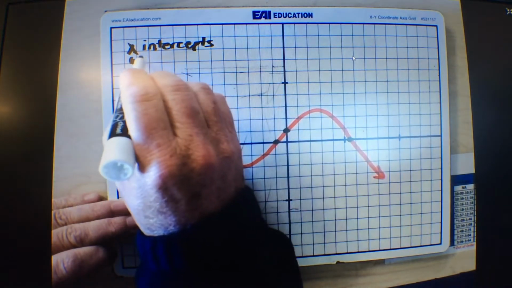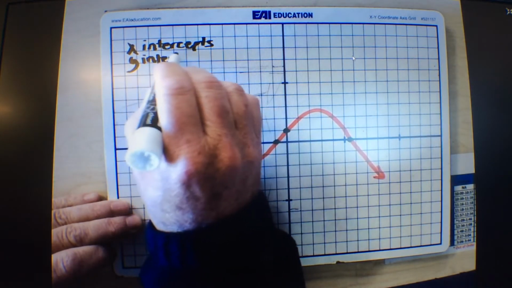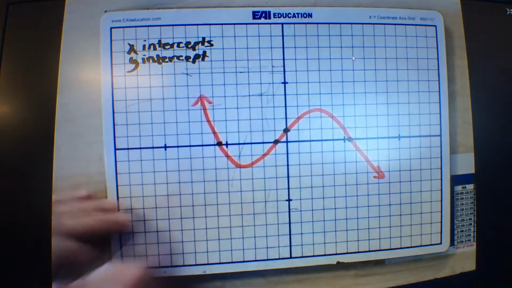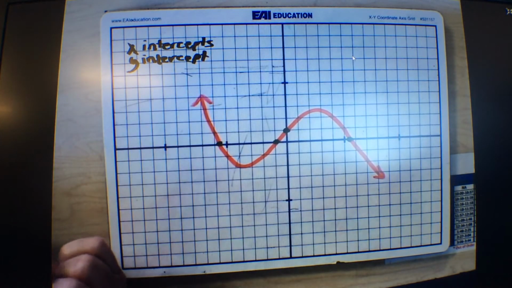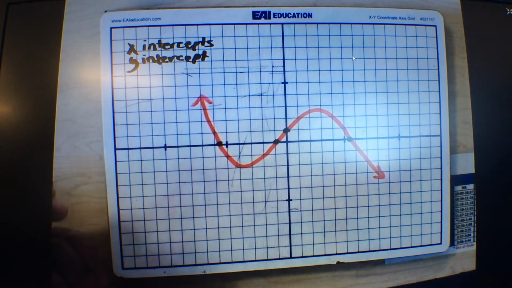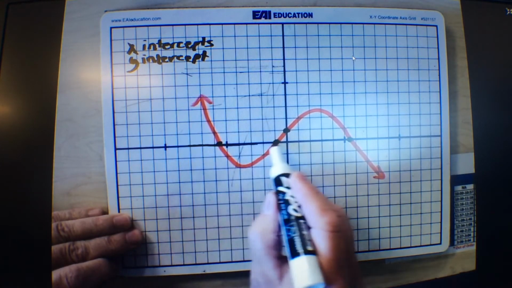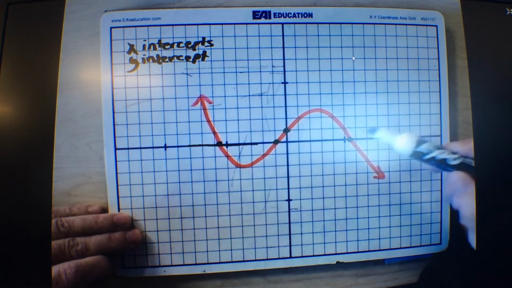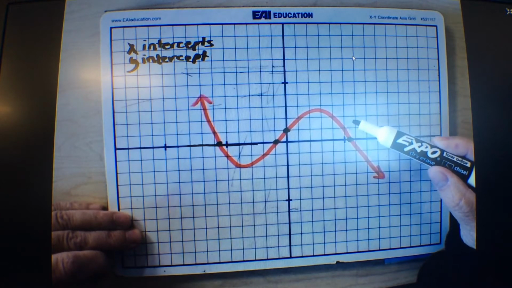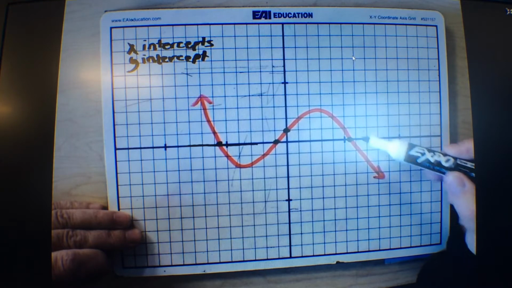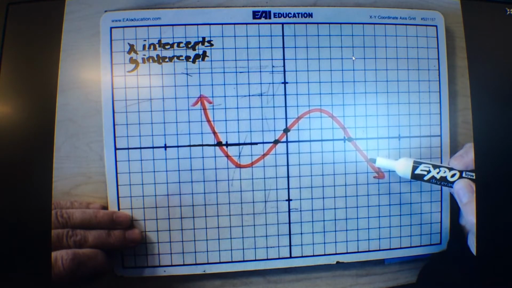So then you have this point also, which is of interest. What is that? A y-intercept. That's where it crosses the y-axis. And we only have one, and it looks like it's about 0, 1, correct? Yeah. Okay. So what axis is this? This is the x-axis. All the values that are above the x-axis are positive, and all the values that are below the x-axis are negative.